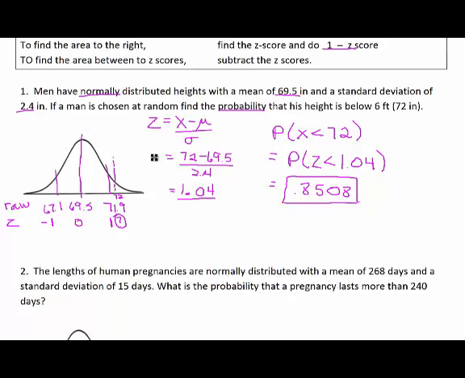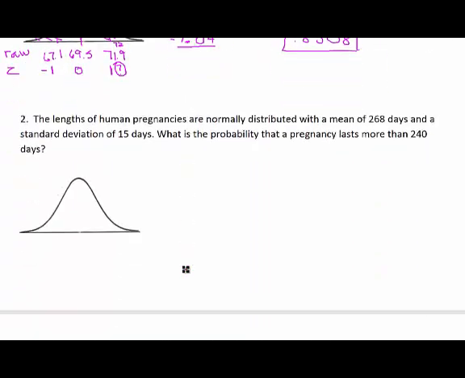So if you pick somebody, there's an 85% chance that they're going to be below 6 feet. So basically what we found was all the stuff all the way to that dotted line, all this area right here. Okay, all right, let's move to the next one.